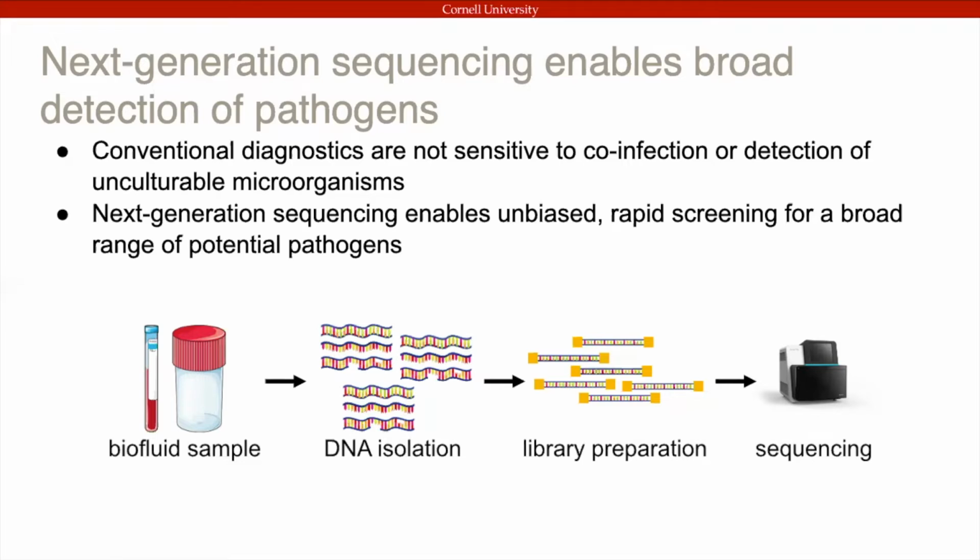A typical NGS workflow has three major experimental steps. In the first step, we isolate DNA from a biofluid sample, and this can be plasma, urine, or many other different sample types. From there, we can prepare DNA sequencing libraries from the isolated DNA. And finally, we can, of course, sequence these DNA libraries.